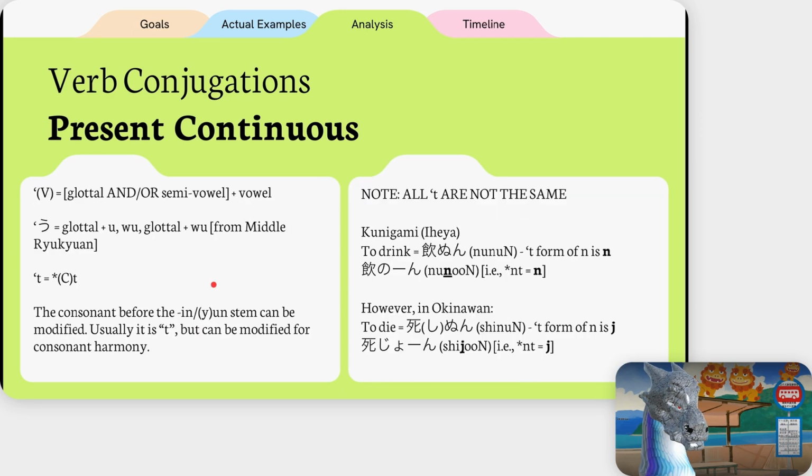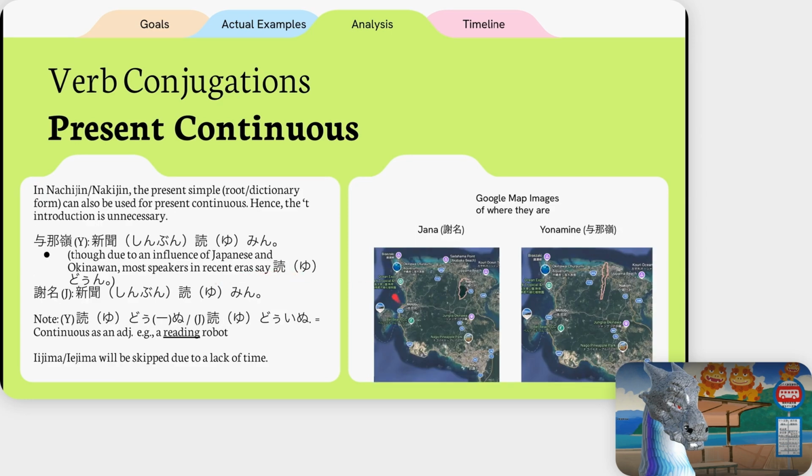Okay, so here the different districts are outlined in red, using Google Map images to show where they are. We have Dana and we have Yonamine. I'm just going to annotate this using a Y and J here for some of these. And then, for example, you might have the same exact sentence, but in the Nachijin dialect, it's kind of unnecessary to use the present continuous a lot, so I'm probably going to skip that.